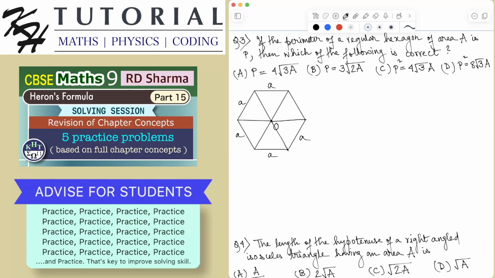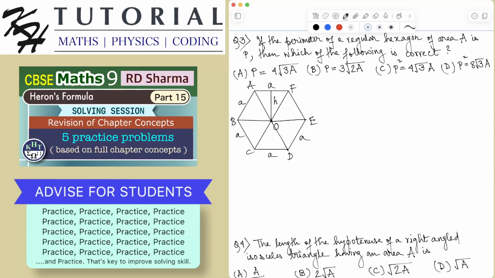So this whole regular hexagon, the area of the regular hexagon, is being divided into 6 equal equilateral triangles. And if you draw a perpendicular from the center to any of the sides, this will be the altitude of the triangle. Let's say this is H, and let's say the regular hexagon is A, B, C, D, E and F.